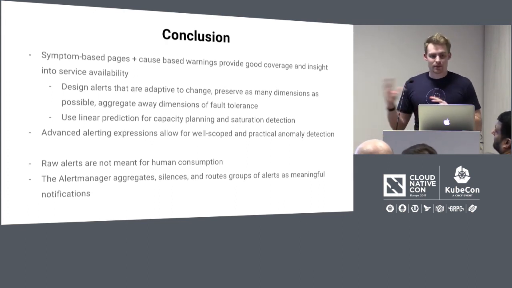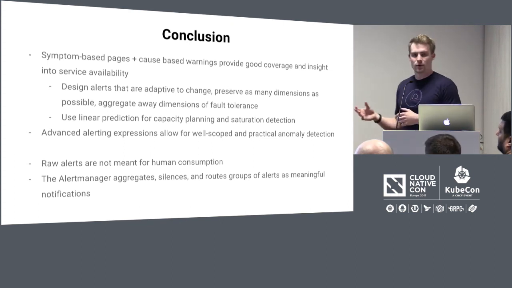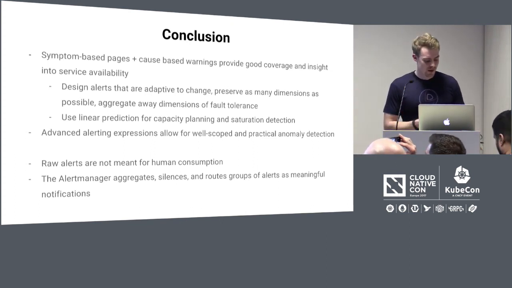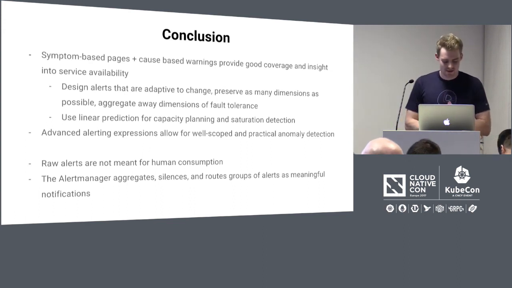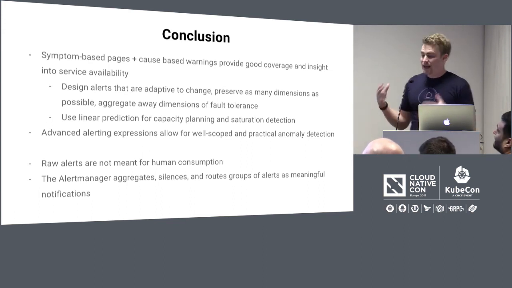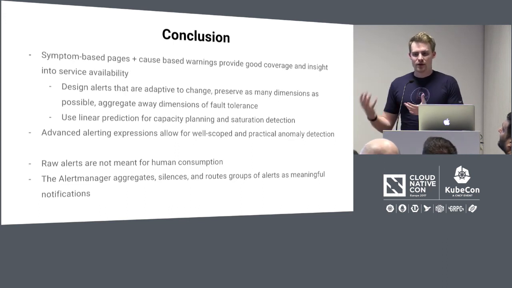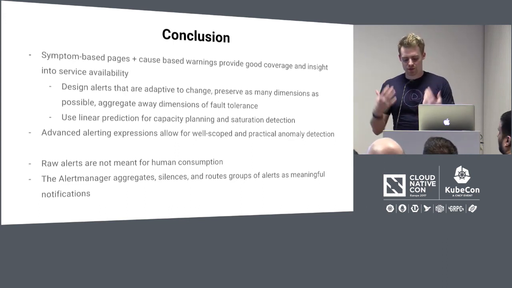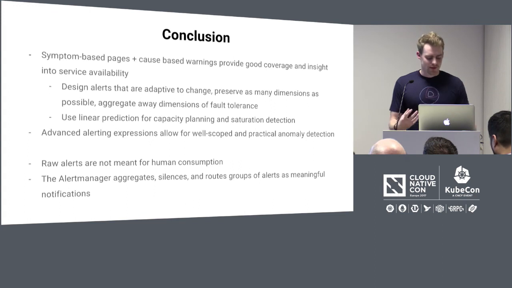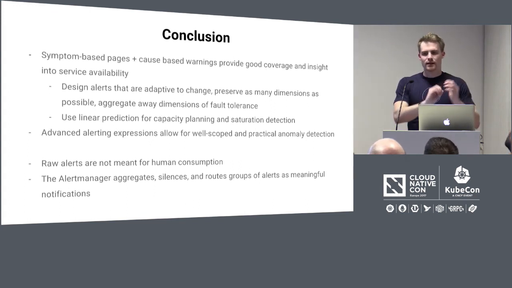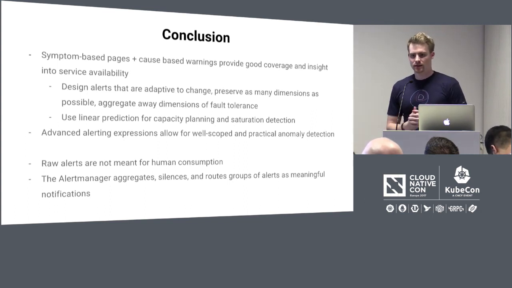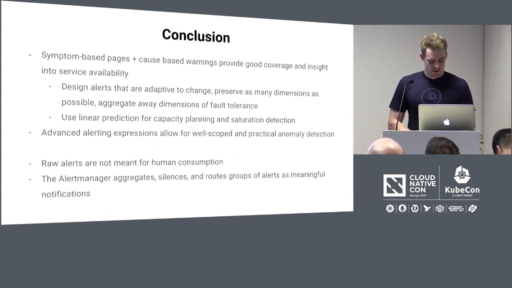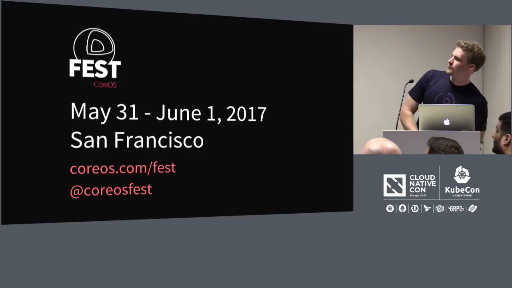And for anything capacity planning related, linear prediction is probably what you want to do. Yeah, and you can do more stuff, but just stick with the basics. And the raw alerts we get from this whole thing, they are not really meant for human consumption, right? You need this alert management layer, which digests everything and gives you this nice, precise overview of what's happening, and gives you one page for one incident, and your incident is not measured by how many pages it triggered. And that's it.